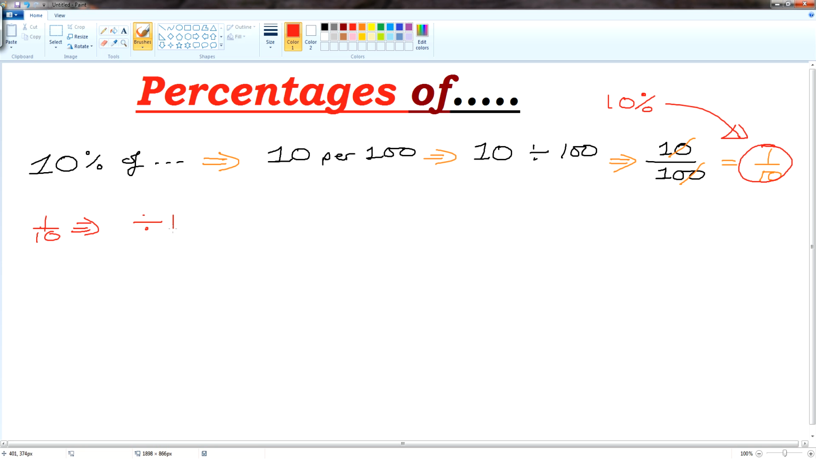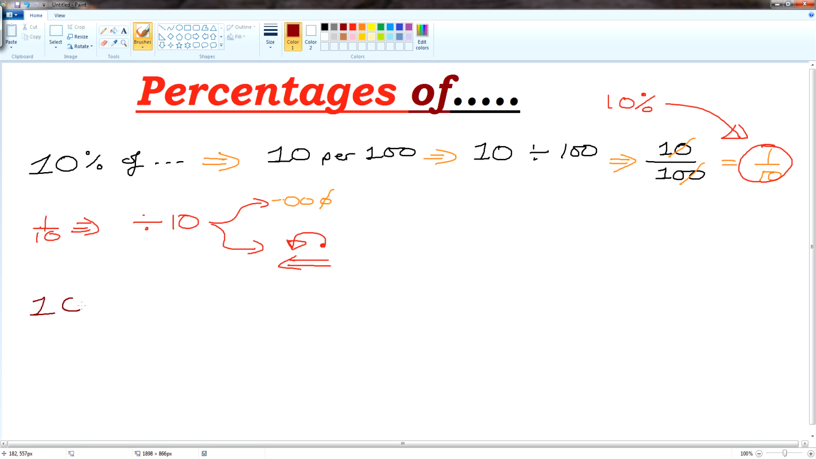Now when we divide by 10, we can do that in different ways. If we have a number with zeros on it, then we can knock off one of the zeros. If we don't have zeros on the number, then we have to put the decimal point at the end of the number and move the decimal point one place to the left. So let's have a look at those two different scenarios.